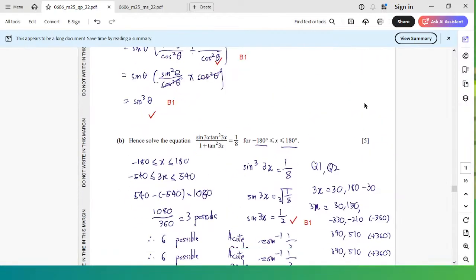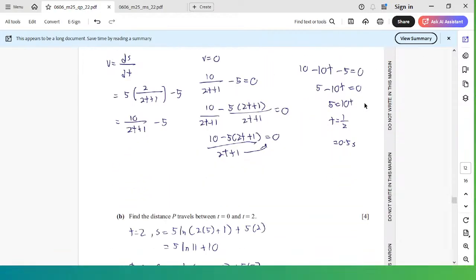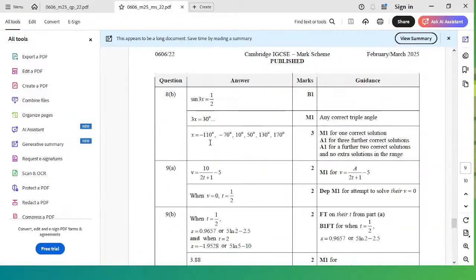By the way, as much as possible, try not to write within the outer lines. It can cost you marks.